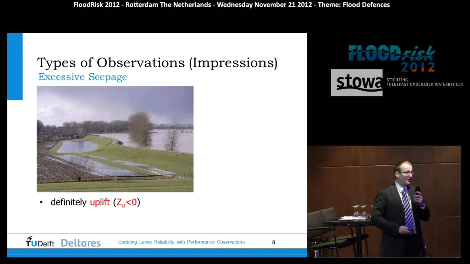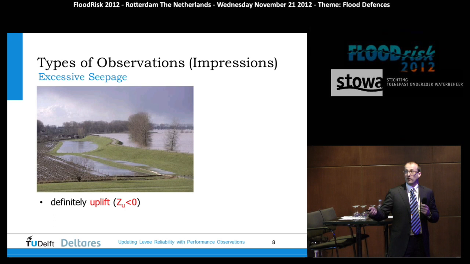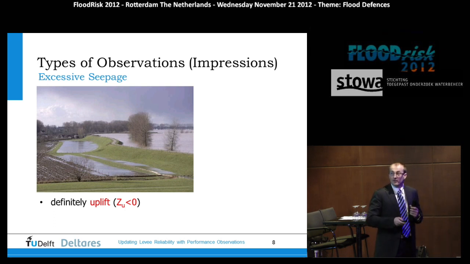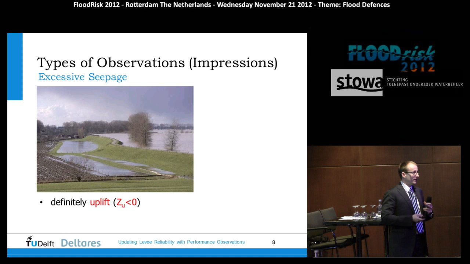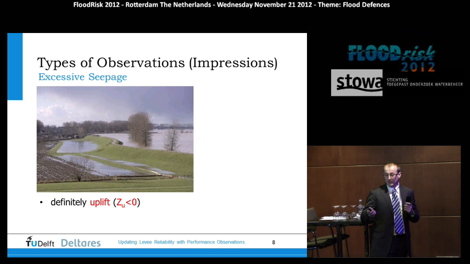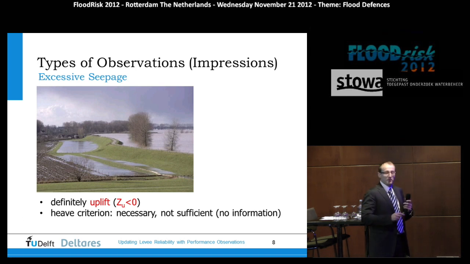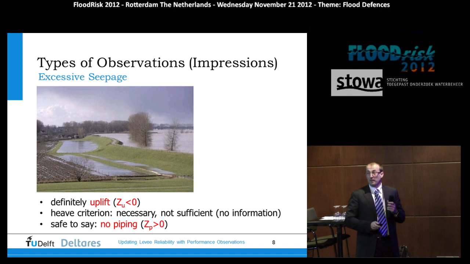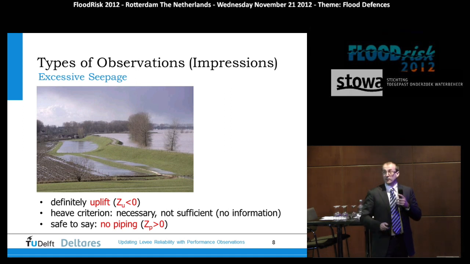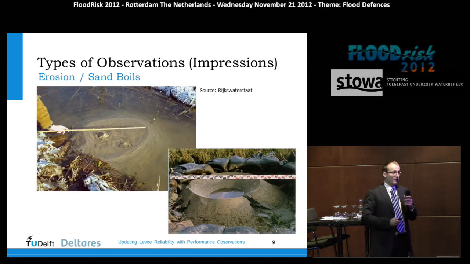What if you see excessive seepage? You see a lot of water behind the levee, and that can't be explained by any rainfall event or anything else, and you see the water levels rising. Then you can conclude that I must have definitely exceeded the uplift criterion, the limit state for uplift. I can't say anything about heave, about the start of erosion, because that criterion is a necessary but not a sufficient criterion. Let's not go too deep into that. But it's safe to say that the piping limit state hasn't been exceeded, because not even any erosion has been detected. Right?